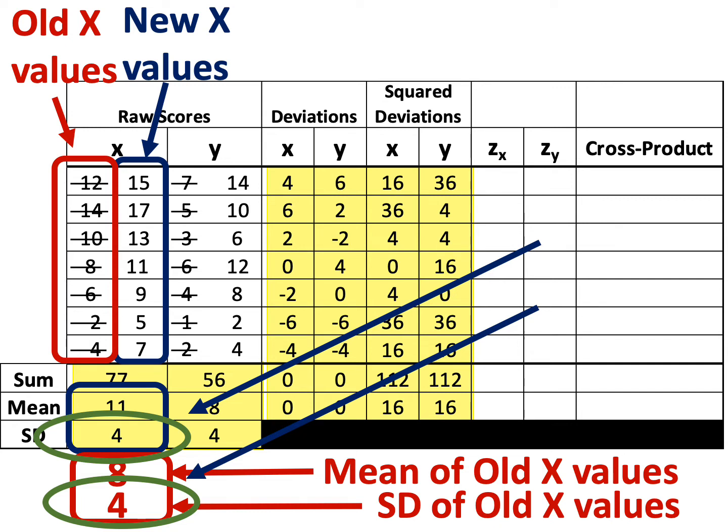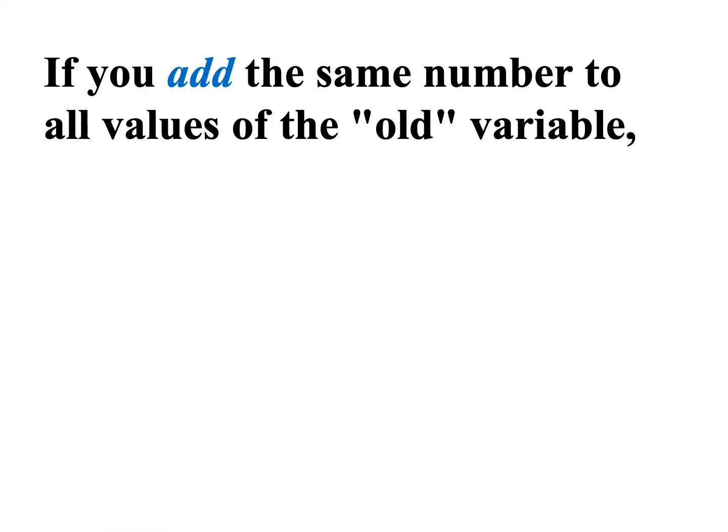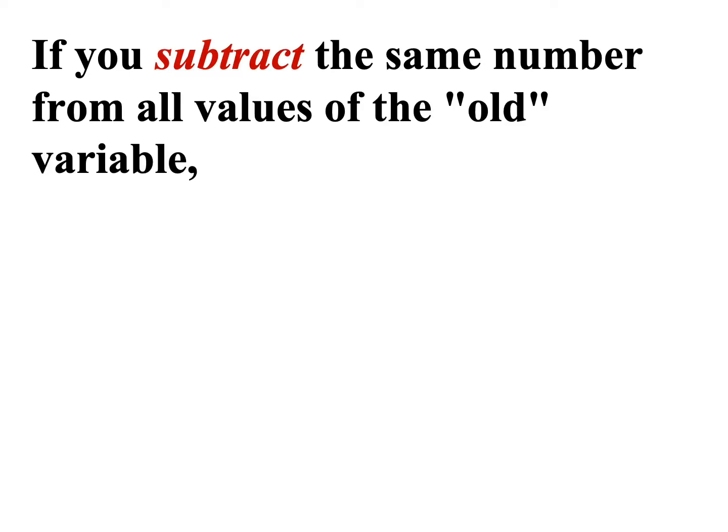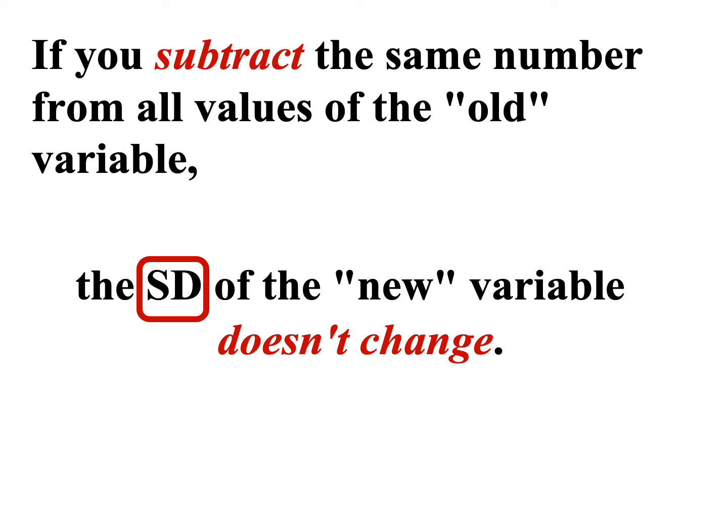So this is another general principle about the transformations. If you add the same number to all the values of the old variable, the standard deviation of the new variable doesn't change. And since subtraction is a form of addition, if you subtract the same number from all the values of the old variable, the standard deviation of the new variable doesn't change.